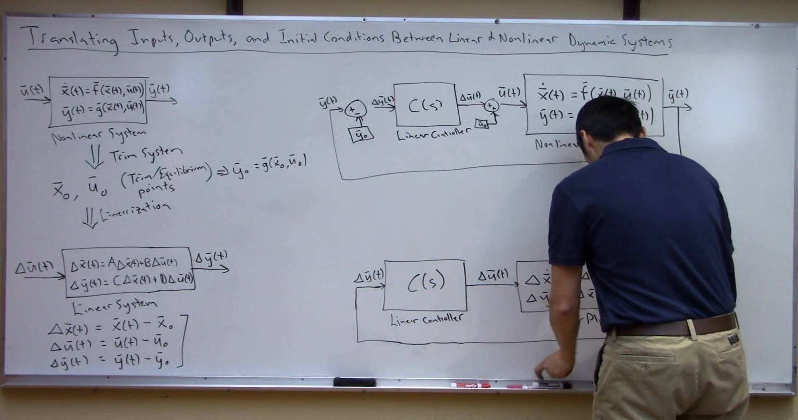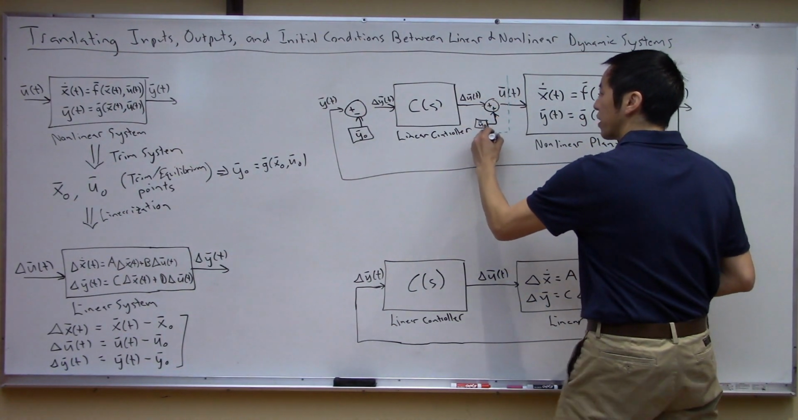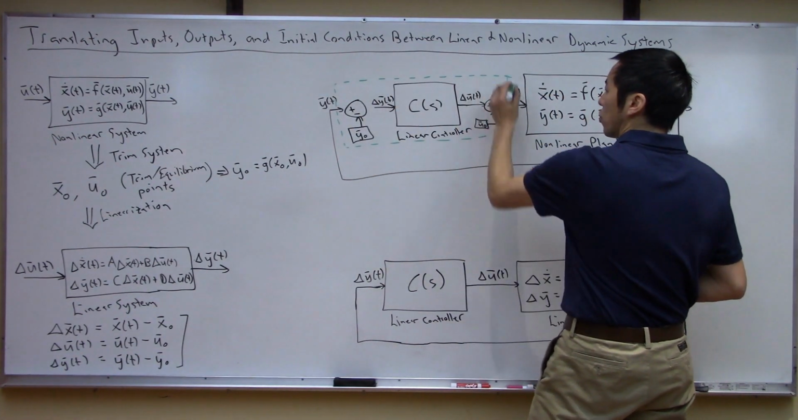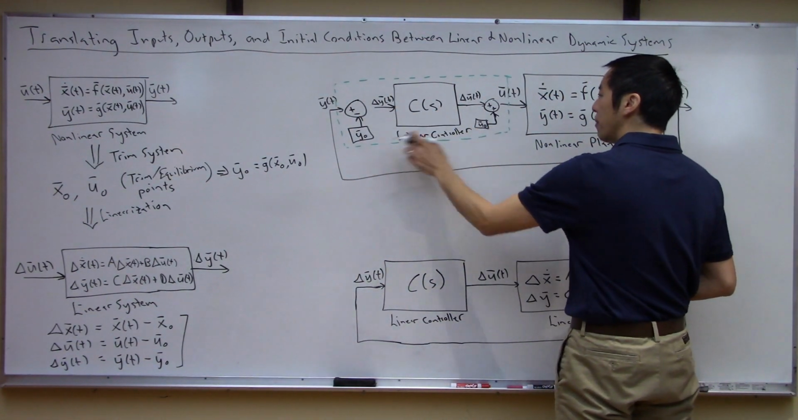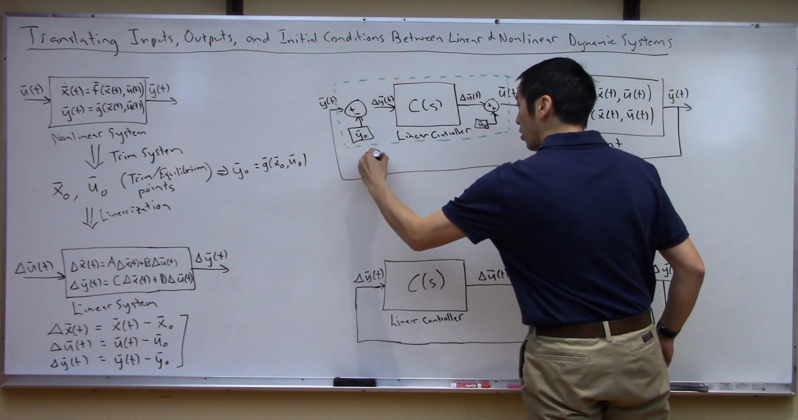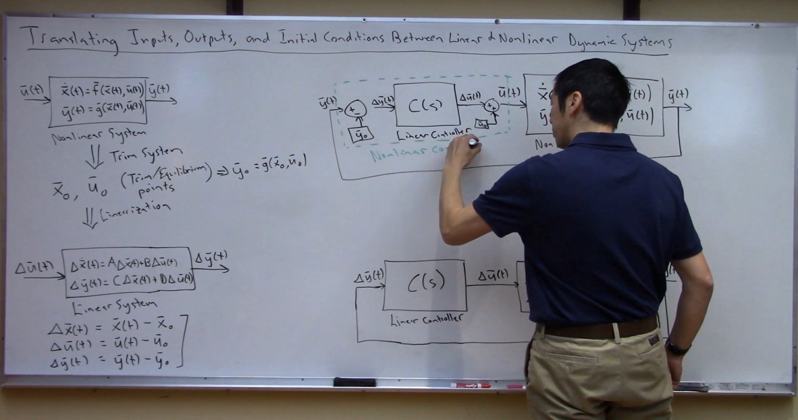Now, if you take this thing up here, and I'll put this in maybe sort of dashed, right? So the linear controller in combination with the trim points, this gets us our non-linear controller, right?